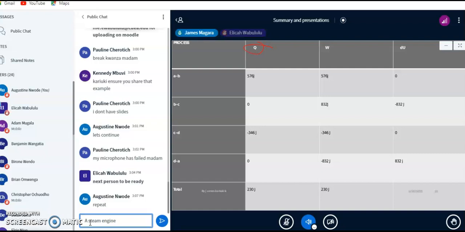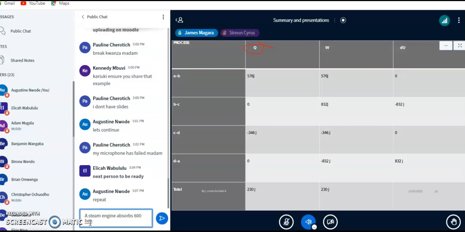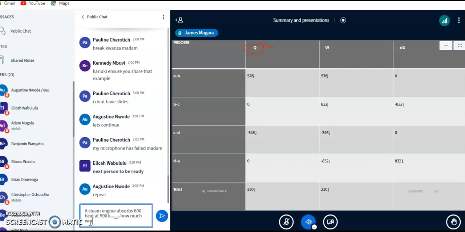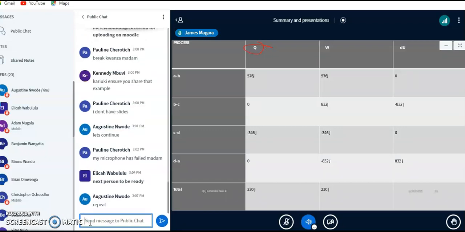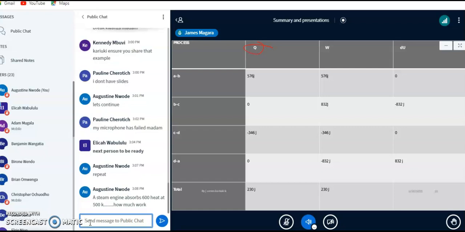Okay, a steam engine absorbs 6,000 heat at 500 Kelvin, and the exhaust temperature is 400 Kelvin. If the actual efficiency is only a half of the ideal efficiency, how much work is done during each cycle? You know, when we are talking about the cycle from the high reservoir to the lower reservoir, and in all that process, it is work that is done. So, how much is the work that is done?